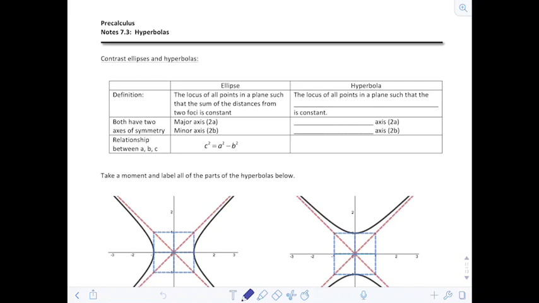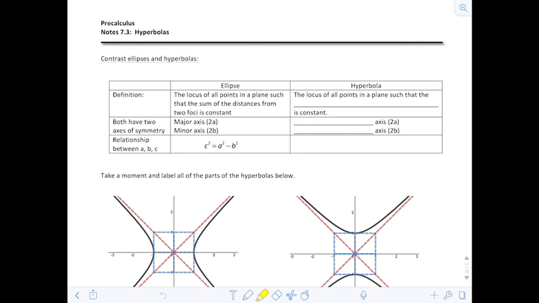Okay, the last conic section we're going to talk about is hyperbolas, 7-3. So the contrast between ellipses and hyperbolas is the first thing we're going to start with. Ellipses and hyperbolas tend to be very, very similar in some of the algorithms and formulas that we have for them, but there are definite differences that we really have to pay attention to.